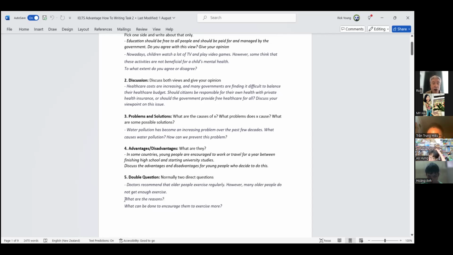So again, following the same structure, paragraph 1 is an introduction. Paragraph 2, what are the reasons? Why do older people not get enough exercise? Paragraph 3, how do we encourage them to exercise more? What can we do to make old people get more exercise? And paragraph 4 always is what, Chung Hu? Paragraph 4.